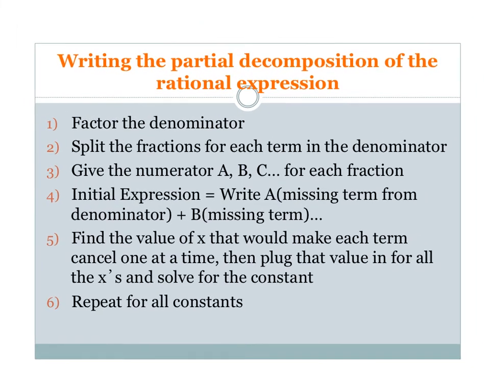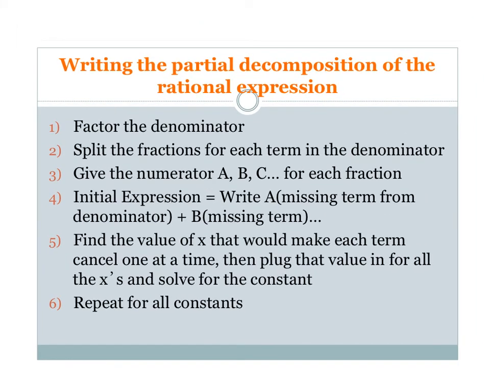All right, now we're going to figure out how to fill in all of those. So the first 3 steps are the same. Factor, split it, give them A, B, C, and D. Then for step 4, you're going to take the initial expression, whatever's on the left-hand side, and set it equal to A times whatever term A is missing from its denominator, plus B times whatever term B is missing from its denominator, and so on and so forth.